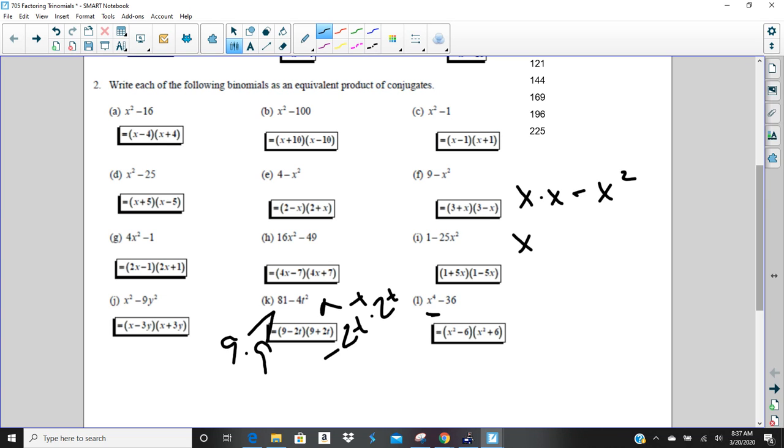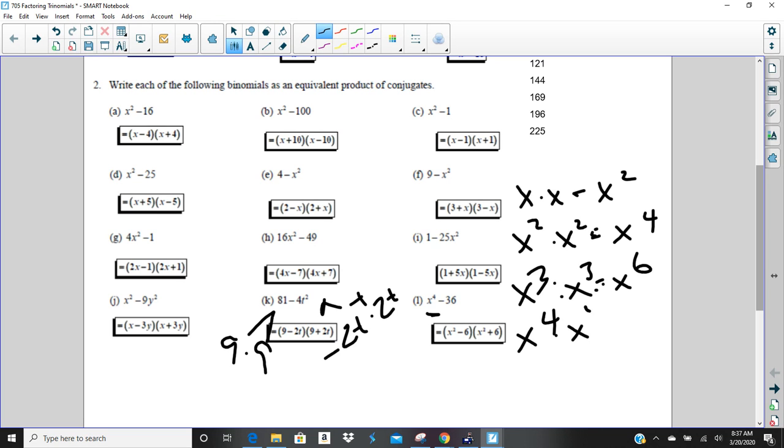We have x to the 2nd times x to the 2nd, that's x to the 4th. We have x to the 3rd times x to the 3rd, and we get x to the 6th. And one more, x to the 4th times x to the 4th gives us x to the 8th. So you can see that if the exponent is even, it is going to be a perfect square. So when we're doing a problem like question L, it's going to be x squared first, right? And then what are we left over with? We're left with 6 and 6, and one's plus and one's minus, or vice versa.